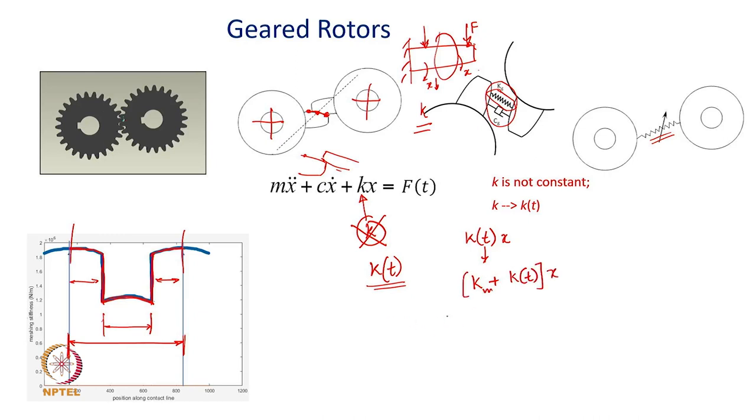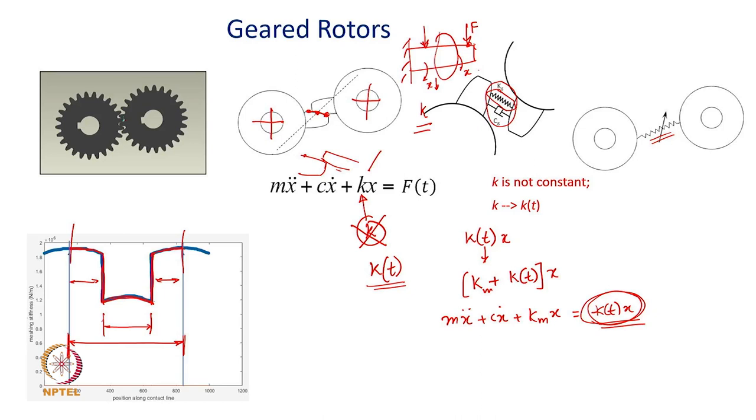So if I keep the mx double dot plus cx dot plus this constant part on the left hand side, then the right hand side is going to be this kt into x, which is basically arising out of the fluctuating or varying part of the parameter k, and that's why this system is called the parametrically excited system. This excitation function kt into x actually becomes now the excitation source.